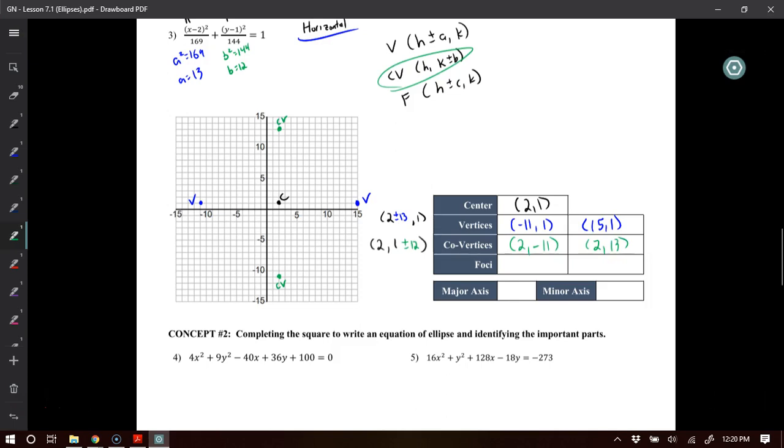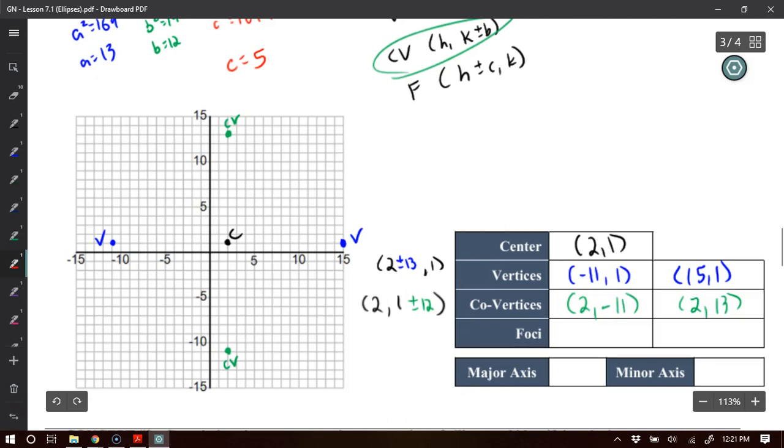So let's do our foci. Foci is based off your c value. C squared is a squared minus b squared. So in this case, that's 25. So c is 5. So if I take a look, foci are located on the same axis as your vertices. So 1, 2, 3, 4, 5 from the center. Here is a focus. From the center, go left. 1, 2, 3, 4, 5, and here is the other focus on it.